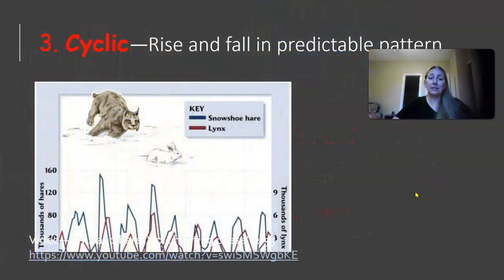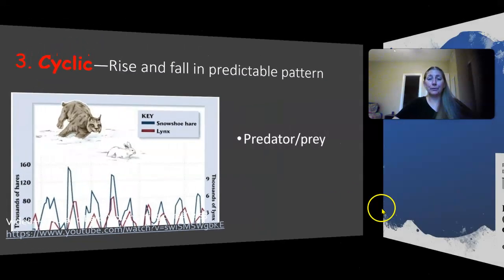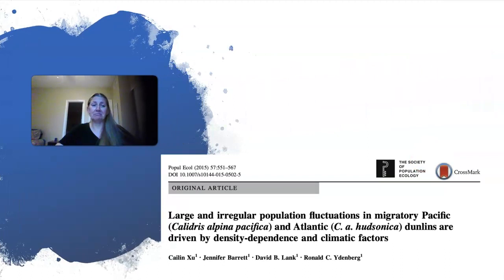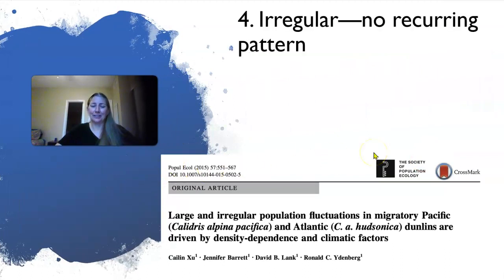A third one is cyclic, predictable, kind of like predators and prey, the lynx and the hare that I had mentioned on a prior graph. And then lastly, number 4, basically, no rhyme or reason, irregular. We saw at one point in time there was a huge fluctuation of birds called dunlins. Nobody's entirely 100% sure what causes it. We know there's a lot of interacting factors that cause their fluctuation, and we haven't been able to tease out those different interacting factors yet. So those are your 4 population patterns.